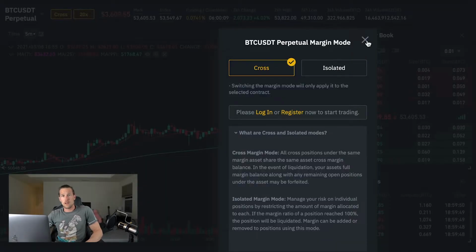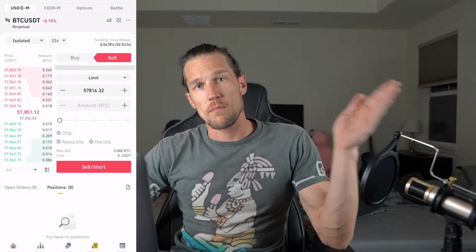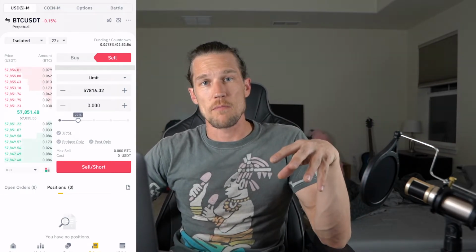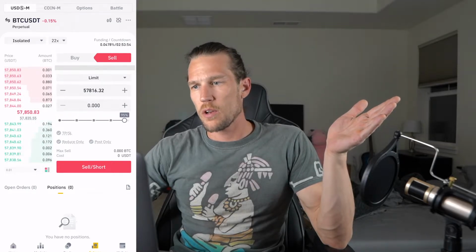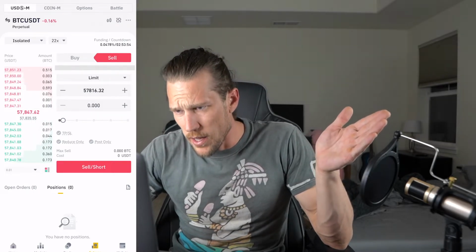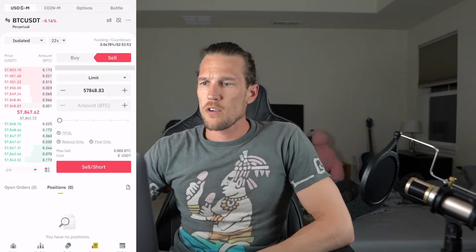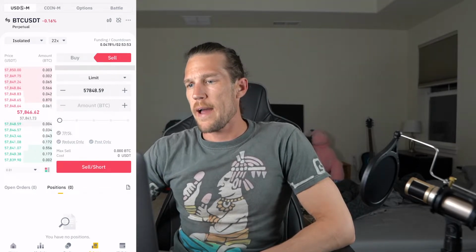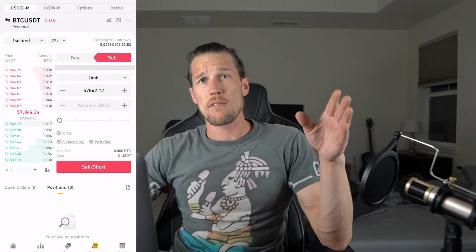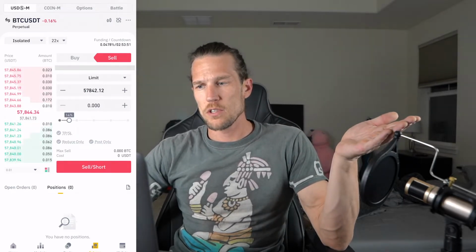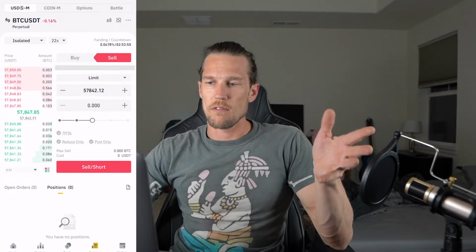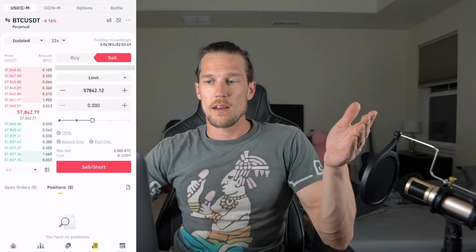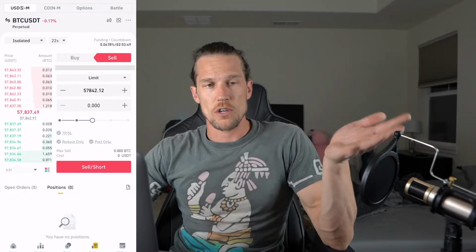I don't want to use cross ever, really, because that means if I lose, it'll start pulling money from my main account. If I keep it on isolated, it means I'm only going to risk what I put in. Make sure it's on isolated here, and then you set your leverage, increasing basically how much leverage you have. The higher the leverage, the less room for error. So if you have 100x leverage and it goes $200 the wrong direction, you lose all your money.